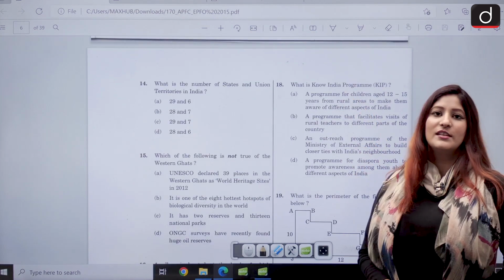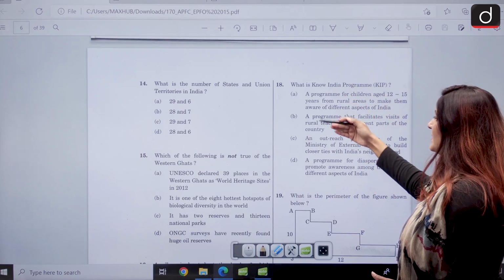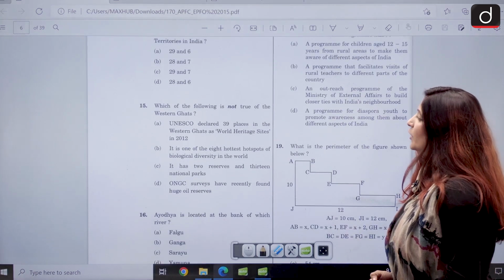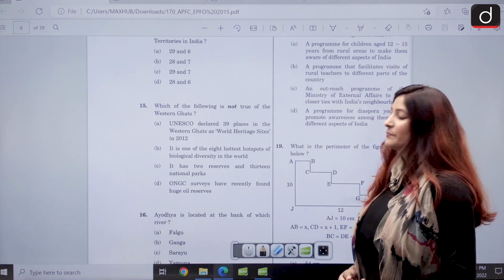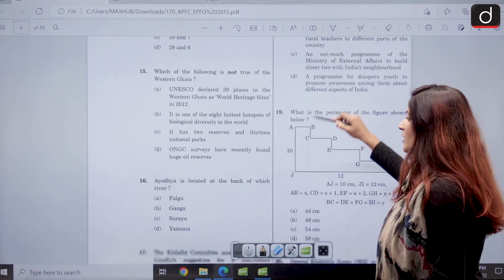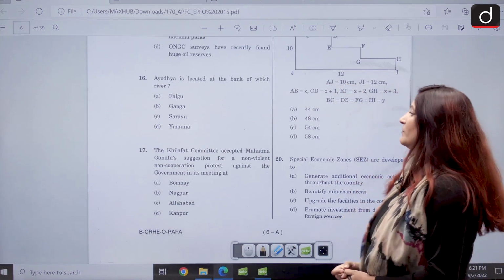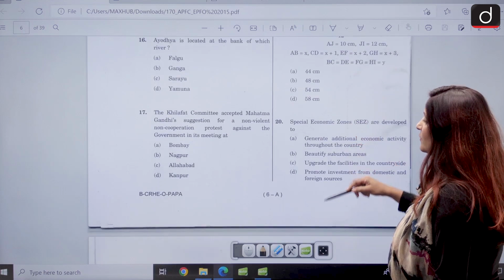Now, moving on to the next set of questions. Current affairs. What is the Know India program? A, B, C, D. Options are given. Current affairs you have to understand. Here also important. Not true of the Western Ghats. Geography. Ayodhya is located at the bank of which river? Geography. And Ayodhya is in the news.